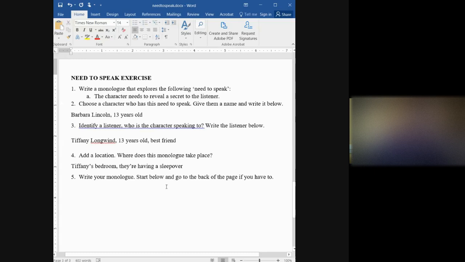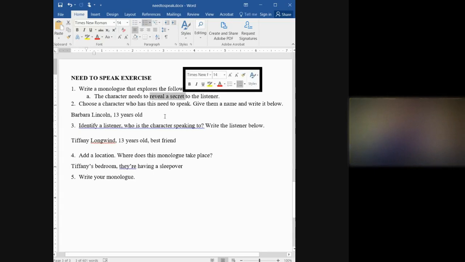So then the next step would be to write a monologue, start below, and go to the back of the page if you have to. That's if this is a Word document. Or, I mean, if it was a piece of paper, so I'm going to delete that. Before I start writing, though, I want to think my topic. So they're revealing a secret. So before I start writing, I want to figure out what that secret is.